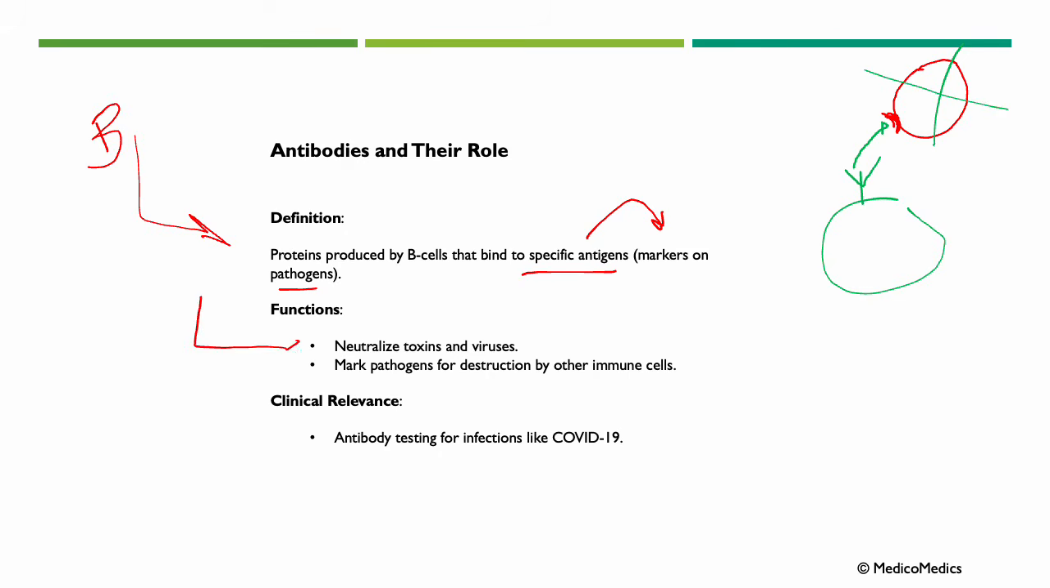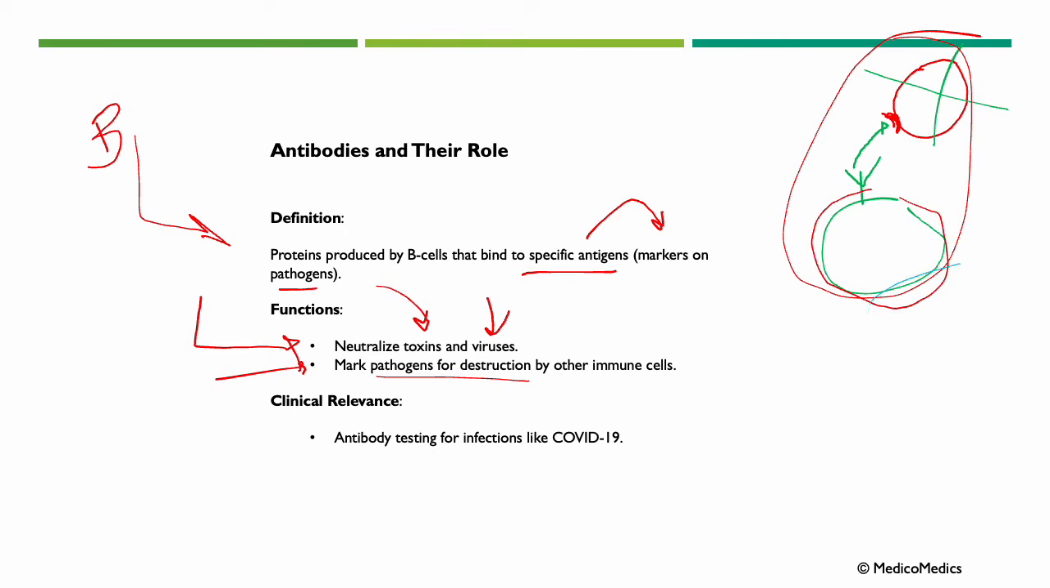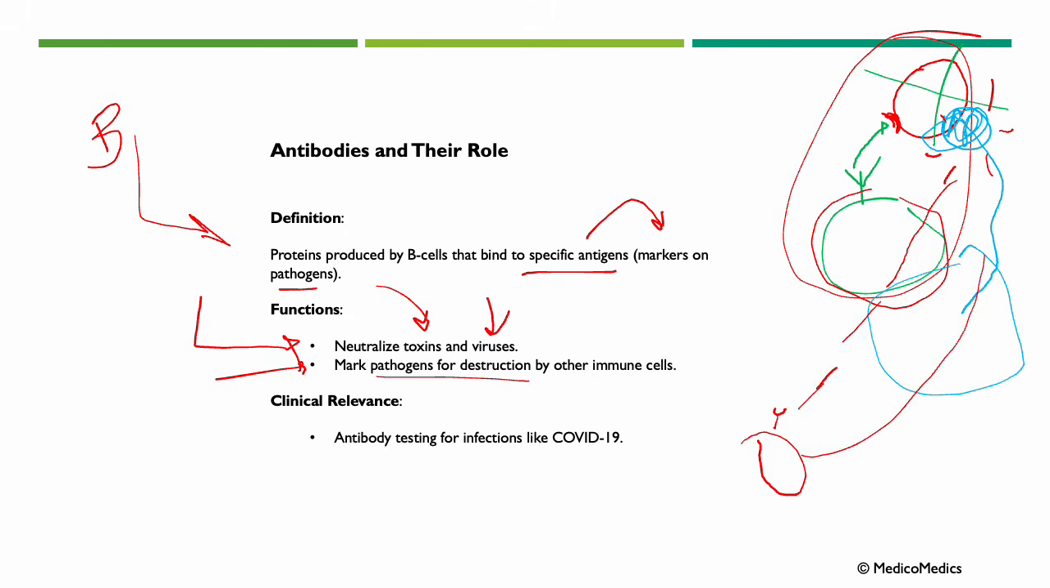Now, functions then. Neutralizing toxins and viruses. Mark pathogens for destruction by other immune cells. So let's say we have another cell here that finds this one, signals it, puts something on it, and says, okay, now a signal will be transmitted. So another cell here catches this signal and moves to destroy it.